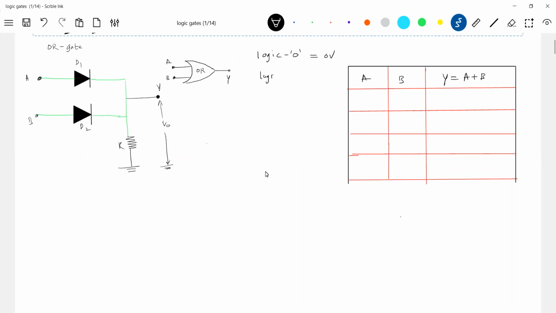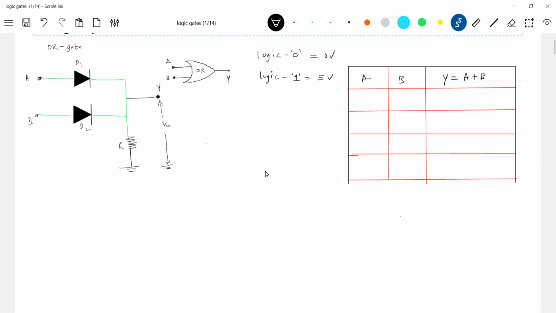Logic 1 is defined by 5 volt. Of course, it need not be exactly 5 volt, anything more than around 3.8 we take as logic 1. Anything from 0 up to around 0.8 is taken as logic 0. It is not that only exactly 0 volt is logic 0. I'm saying that.